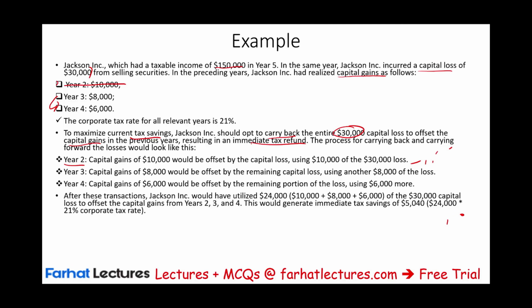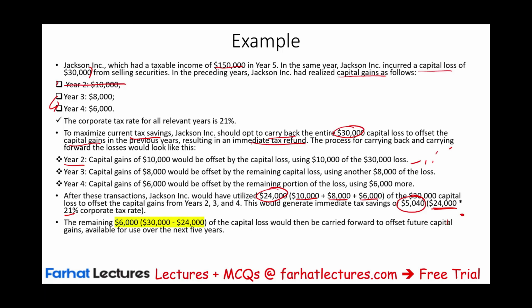So after this transaction, we would have utilized 24,000 of the 30,000: the 10 plus the 8 plus the 6. We did not use the whole thing. And just to give you the benefit of it, we got 24,000 in capital gains multiplied by 21%. We have a refund due from the government of $5,040. Now we have a remaining $6,000 because 30,000, the initial capital loss, minus the used up 24,000, leaves 6,000. What can we do with this 6,000? We're going to work an example to see. The remaining 6,000 of the capital loss would be carried forward to offset future capital gains over the next 5 years.